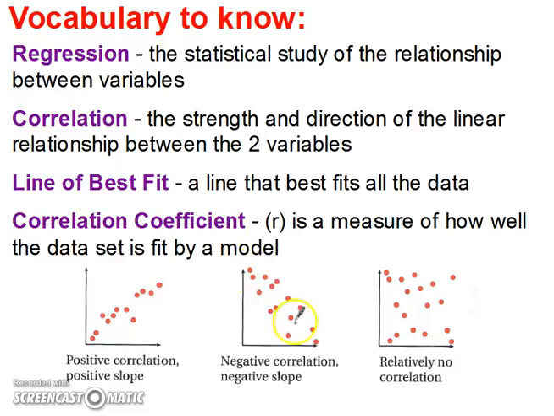And this is a negative correlation, and it has a negative slope. The third one has relatively no correlation. The data is too far all over the place.